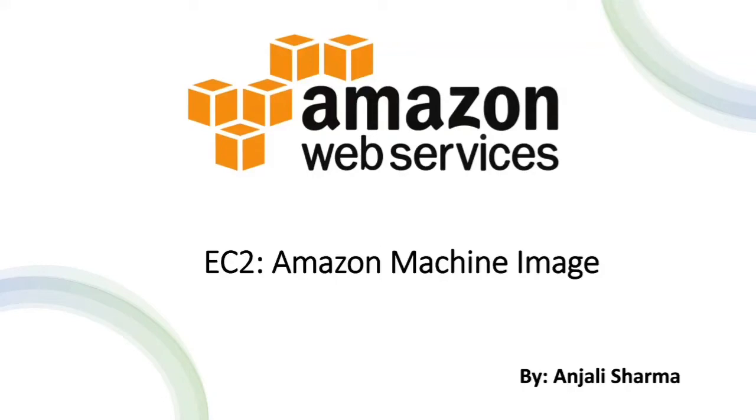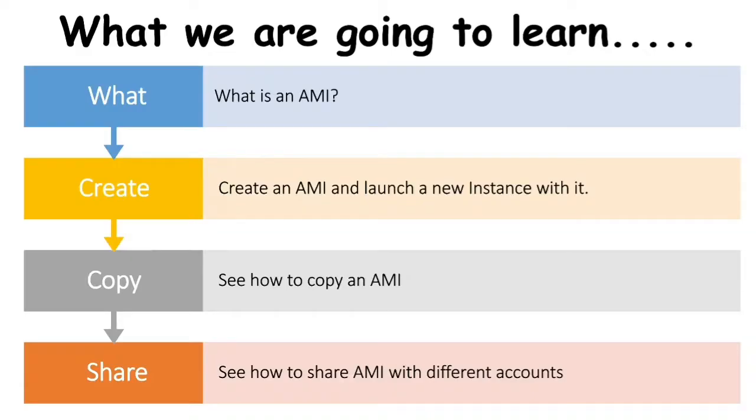In this video we are going to learn about Amazon Machine Images, and let us see what we are going to learn without wasting too much time. So in this we will be answering the fundamental question of what we really understand by an Amazon Machine Image. We will be creating an Amazon Machine Image, that means our custom AMI, and then we will be seeing how we can launch an instance with the help of that particular AMI.